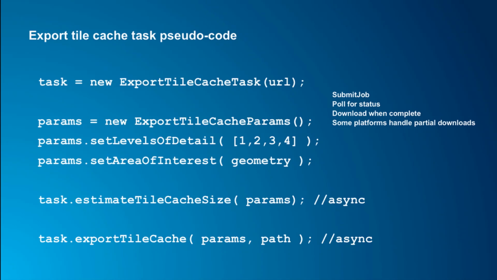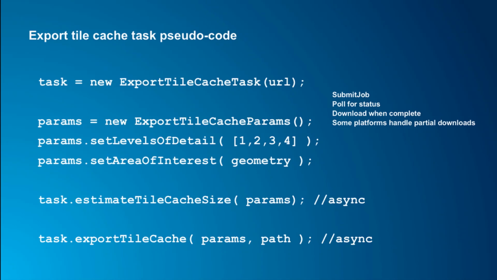That then allows you to generate default parameters. Generating the default parameters is actually an asynchronous method. So if you haven't loaded the task and you call that, we'll load it for you. You can then add in a few of the properties that you want to those parameters, such as the level of details and your area of interest.